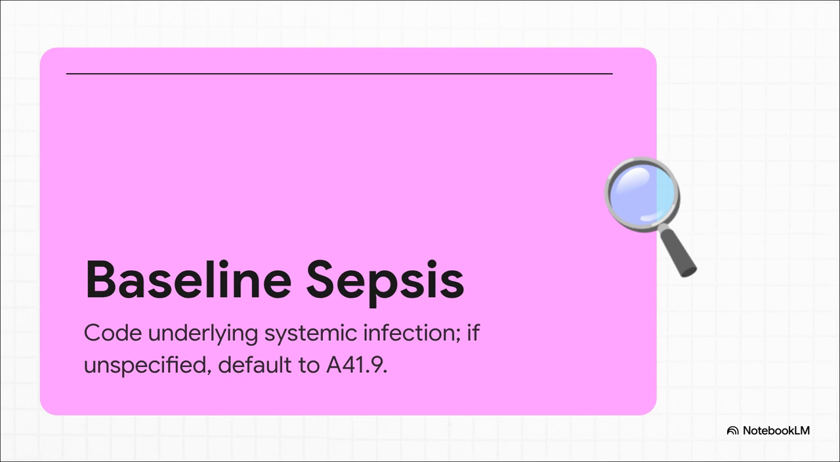For example, if it's streptococcal sepsis, you'd use a code from category A40. But if the provider just writes sepsis and the organism is completely unspecified, you default to A41.9, sepsis unspecified organism. Fun fact though, defaulting to A41.9 without really digging into the chart is literally one of the fastest ways to trigger an internal audit. The golden rule is you never just guess, you code the systemic infection that's documented.